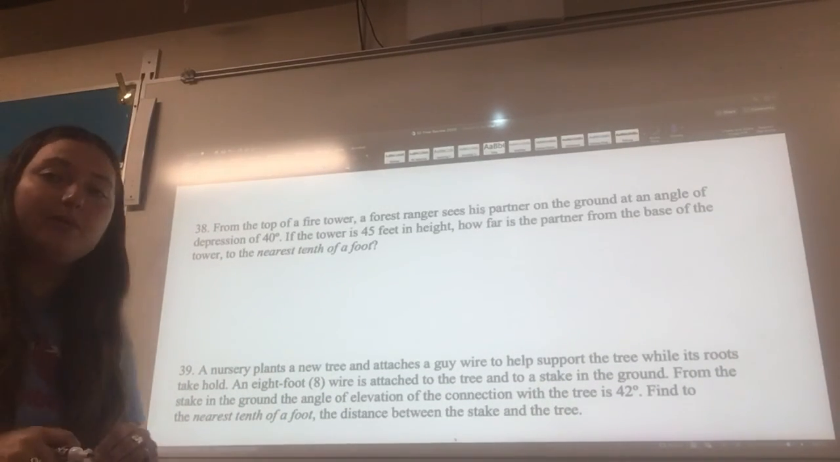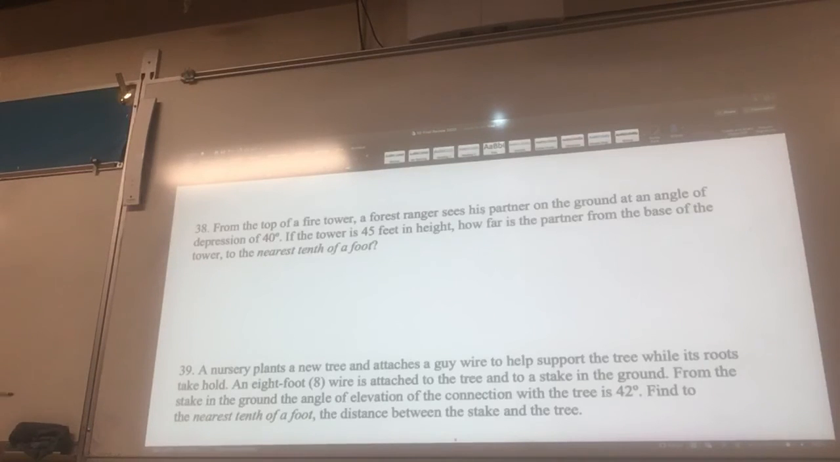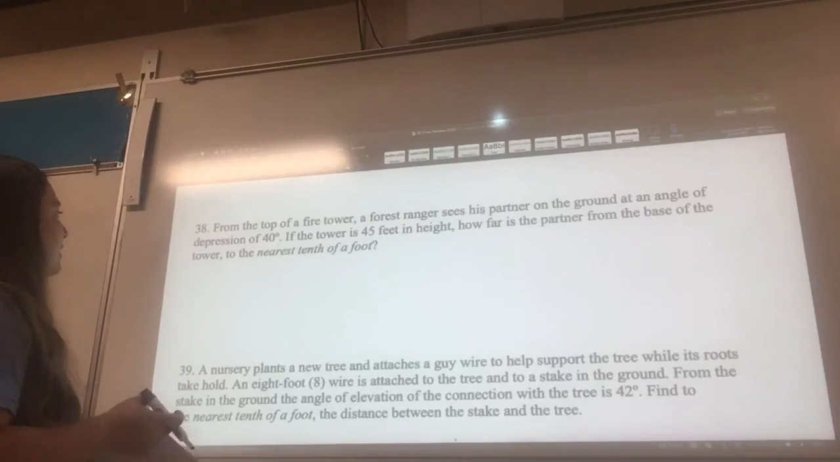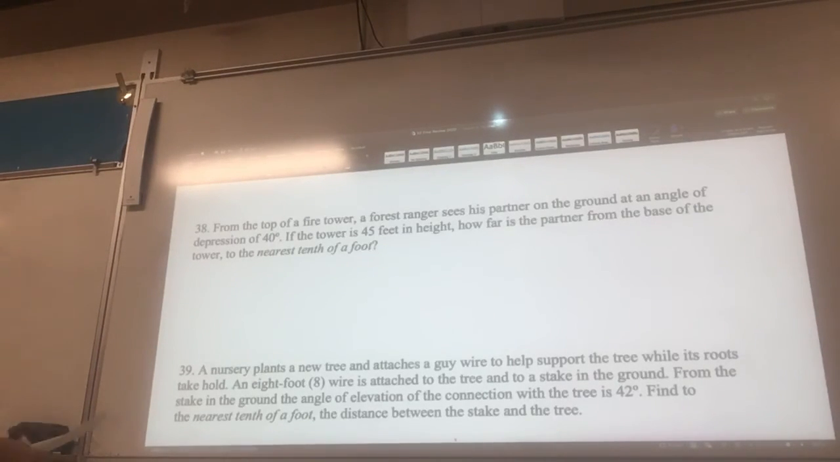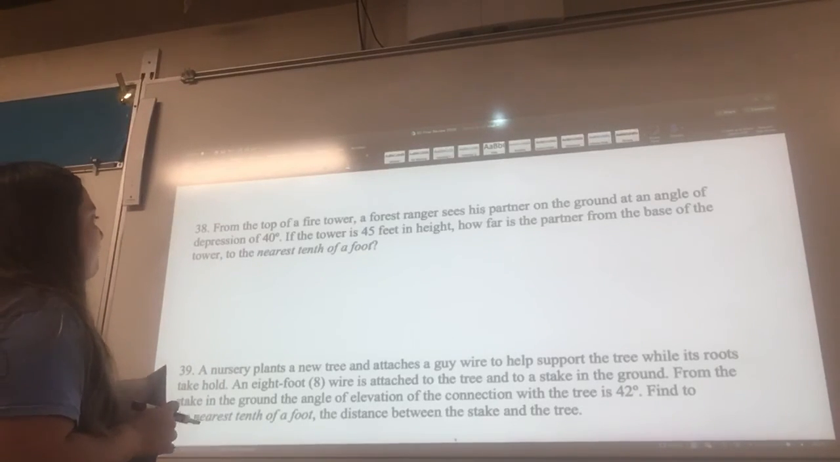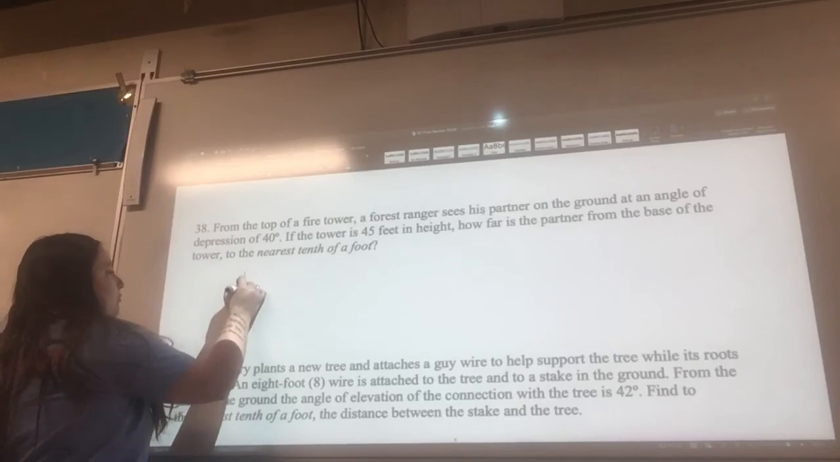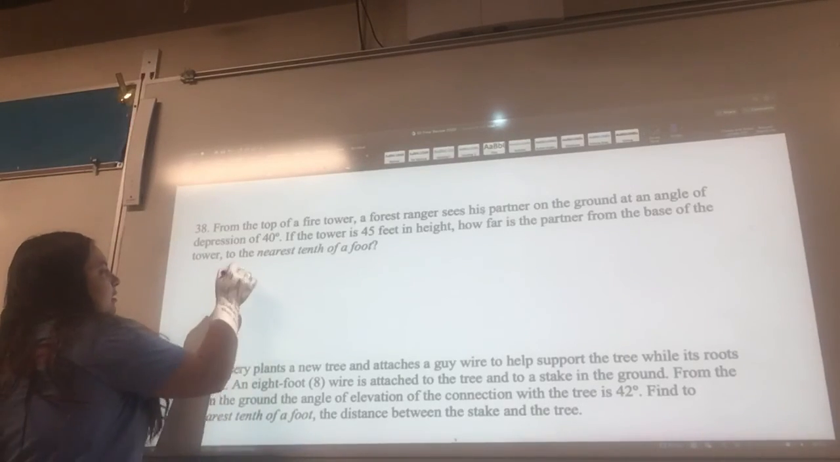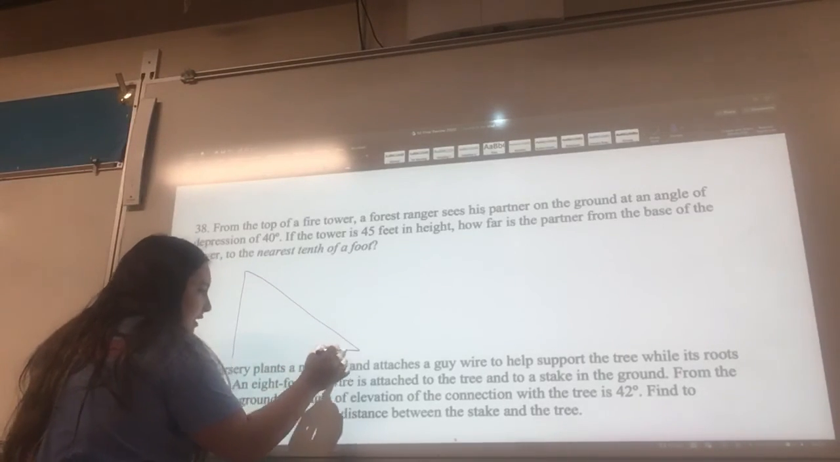I'm going to do 38 with you. You're welcome. Okay, so what we're seeing here on 38 is from the top of a fire tower, a forest ranger sees his partner on the ground at an angle of depression of 40 degrees. So we have a really tall fire tower. And you can see this dude over here.